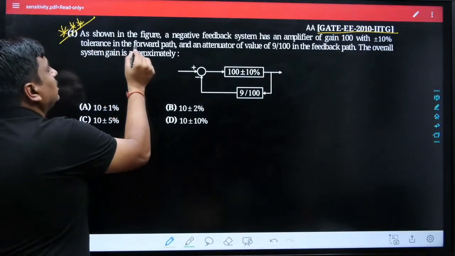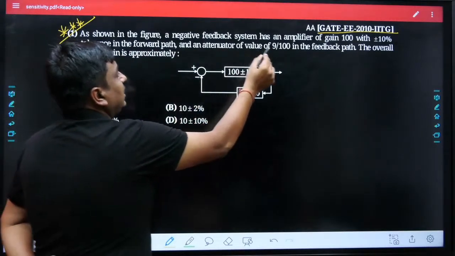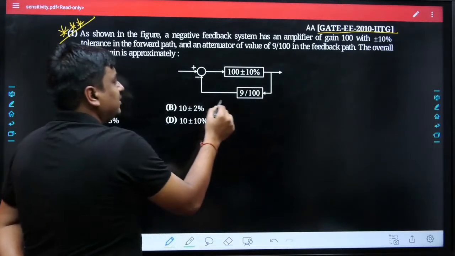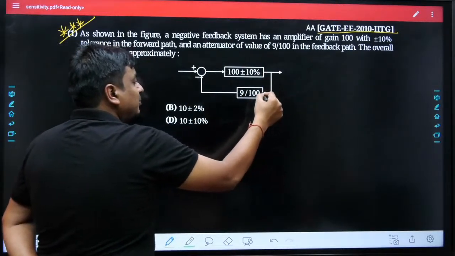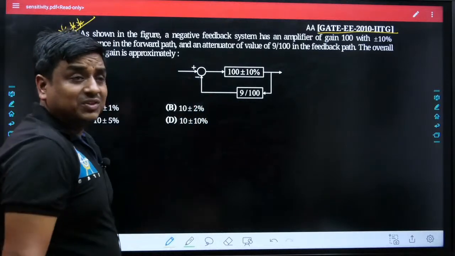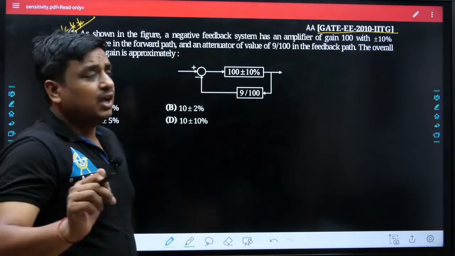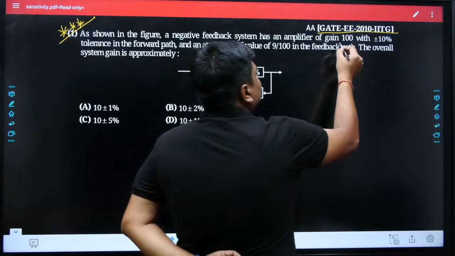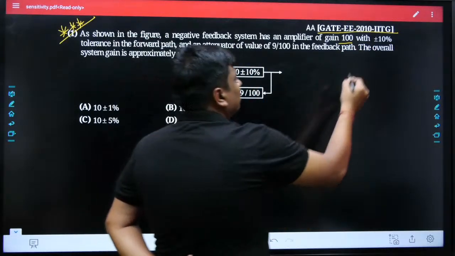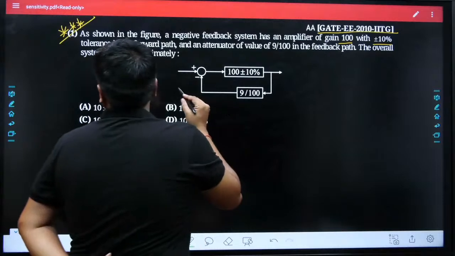As shown in the figure, a negative feedback system has an amplifier of gain 100. You can see very well, if you look at this complete system, the output has been fed back to the input side, and here the polarity is negative. That means the type of feedback is a negative feedback. Not only that, the gain is clearly given as 100. You can see the forward gain is nothing but 100 with plus minus 10% tolerance. What does it mean?